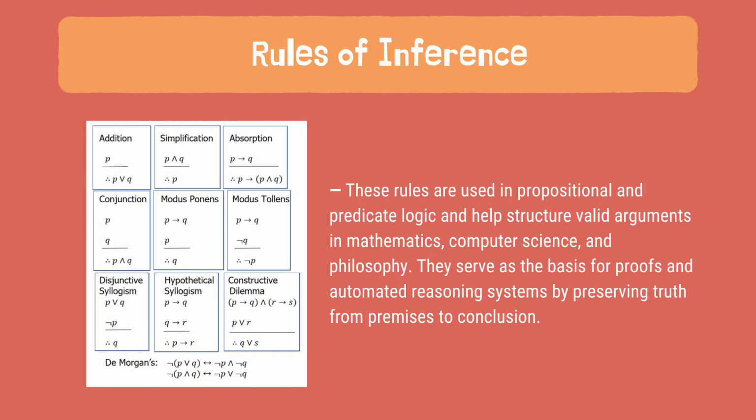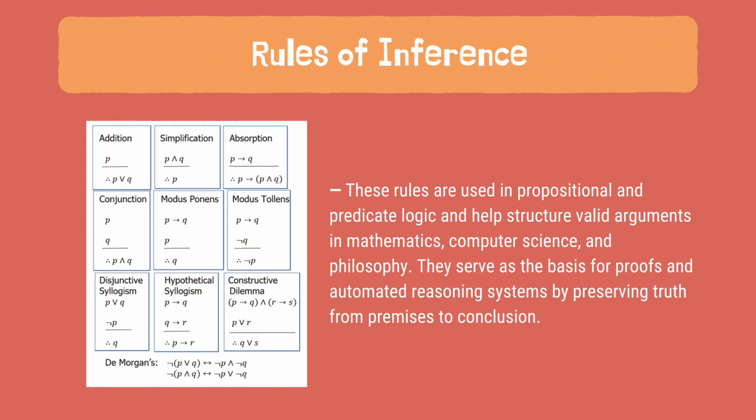First, we have addition. P, therefore, P or Q. For simplification, P and Q, therefore P. And for absorption, P implies Q, therefore P implies the quantity of P and Q. For conjunction, P, Q, therefore P and Q. And for modus ponens, P implies Q, P, therefore Q.